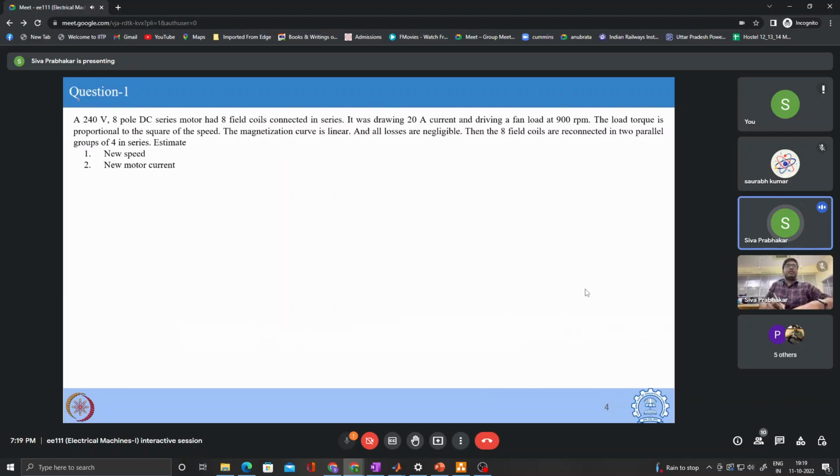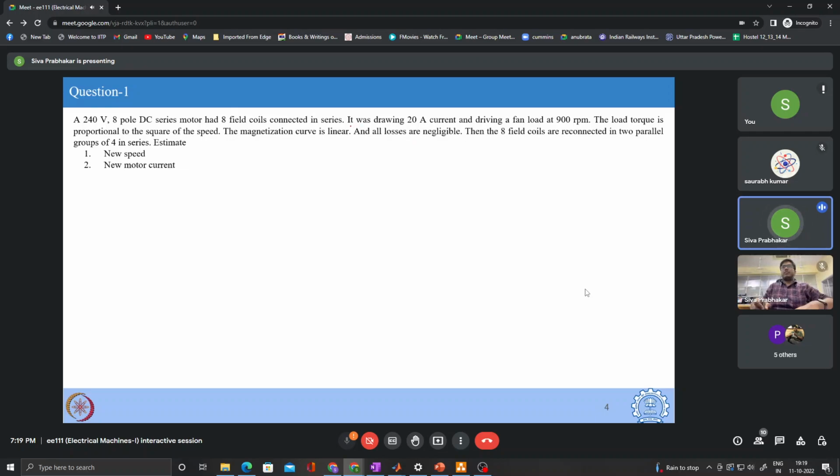So the first question I am discussing. As I have discussed, the problems will be regarding the DC series motor. So let's go to the first problem. Let me read the question first. A 240 volt 8 pole DC series motor had 8 field coils connected in series. So there are 8 field coils for this particular DC motor, and they are connected in series.